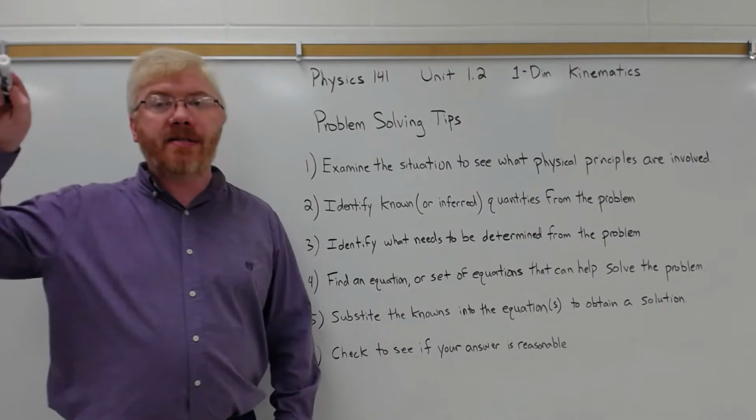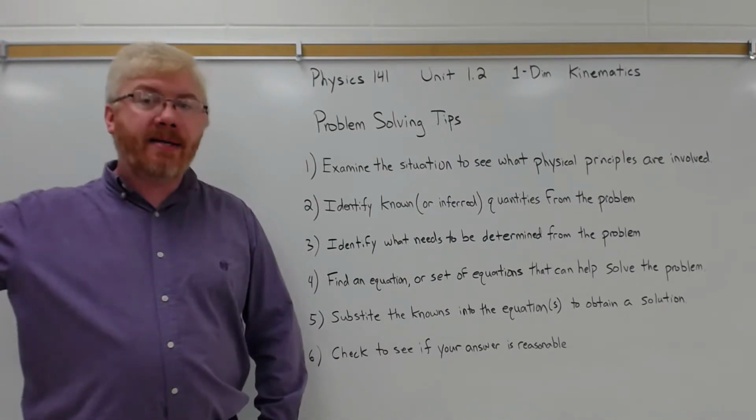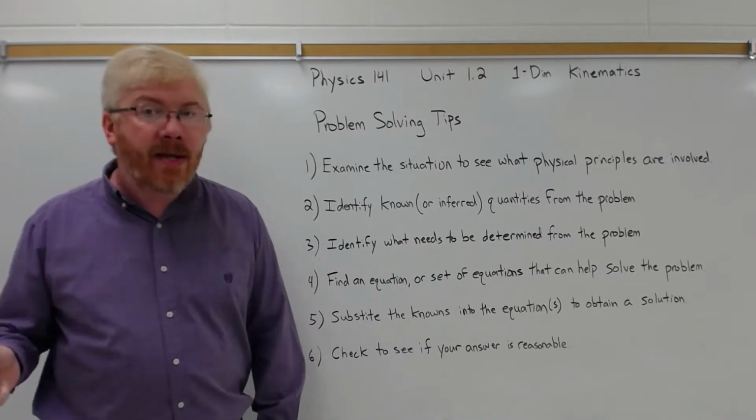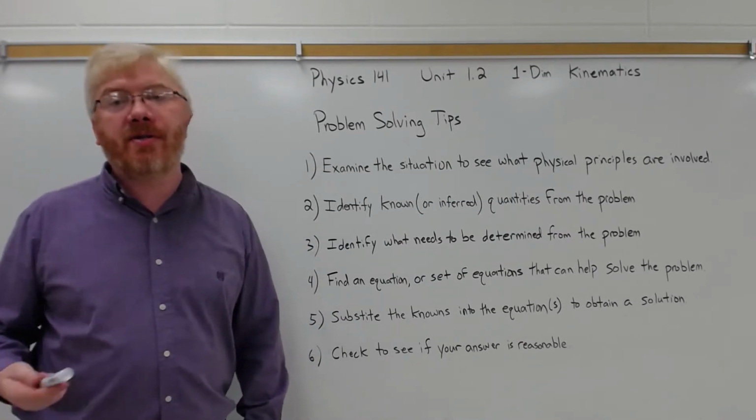Right, v squared is equal to v naught squared plus 2a times the quantity x minus x naught. There's no time in that equation, so you couldn't use that equation to solve for time.